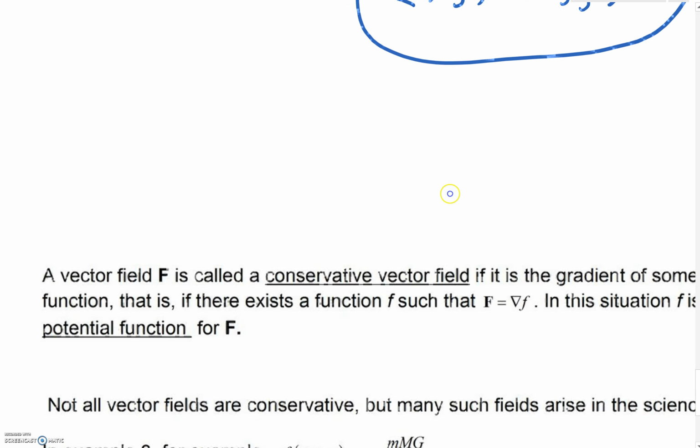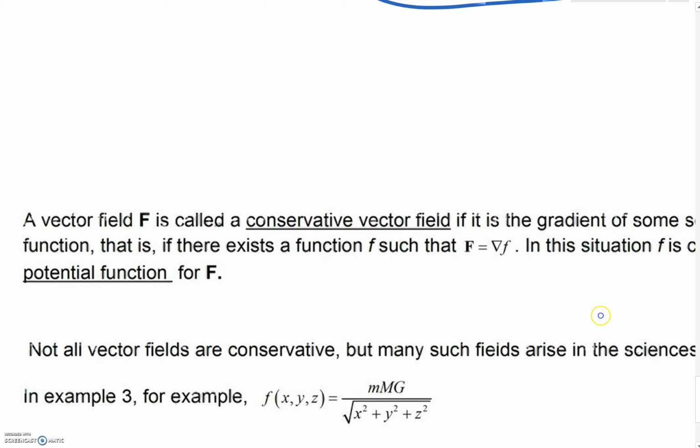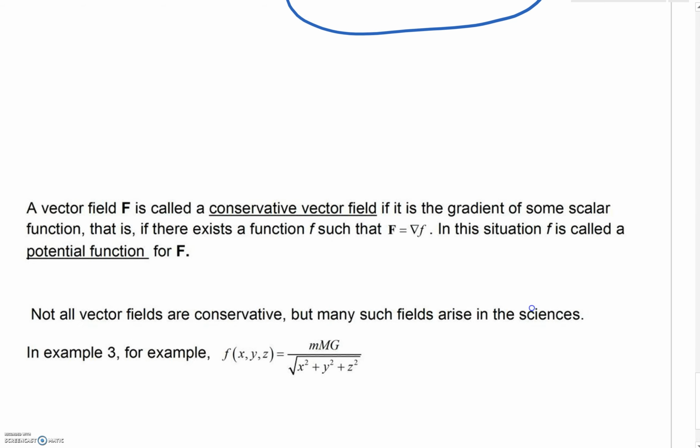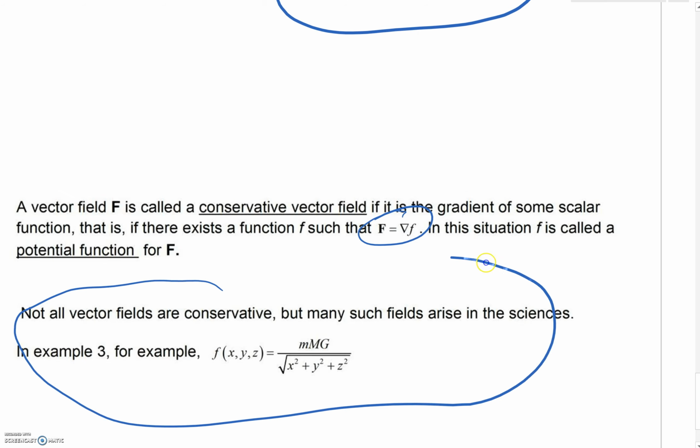One last thing. A vector field is called conservative if it is the gradient of some scalar function. So as long as what's generating your vectors is a gradient, then we call it conservative. The function f would be called the potential function. Not all vector fields are conservative. Many in science are. The gravitational vector field, in fact, is the one that we just finished up.